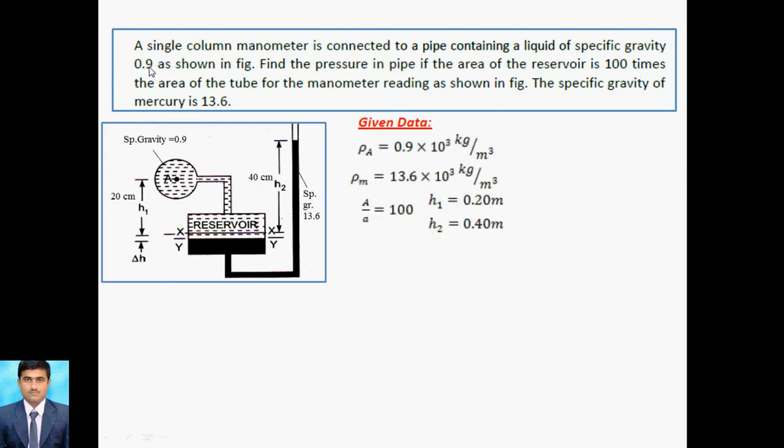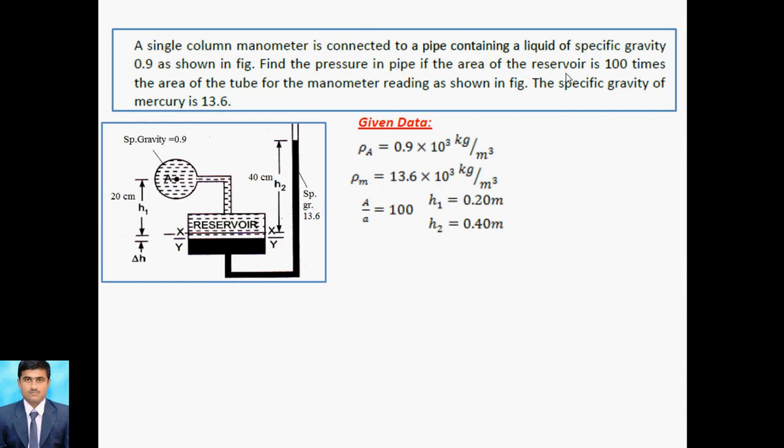As we know, the specific gravity given to you is 0.9. Convert it into density. If you require density rho A, with specific gravity 0.9, you multiply by 1000. Similarly for the manometric fluid, the specific gravity is 13.6, and you convert this density into 13.6 times 10 raised to 3. Only multiply by 10 raised to 3, and it gets converted into density format. That is nothing but specific gravity related to density.